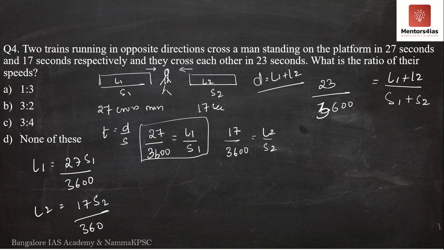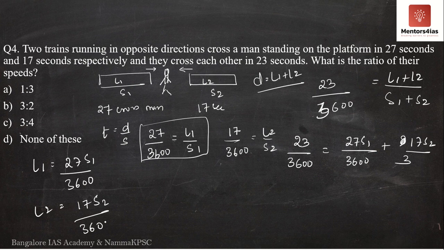So I'm going to substitute for L1 and L2 over here. So what do we get? We get 23 divided by 3600 is equal to L1, which is 27 S1 divided by 3600, plus L2, which is 17 S2 divided by 3600, the whole thing divided by S1 plus S2. Here I don't need to take the LCM because the denominator is common.